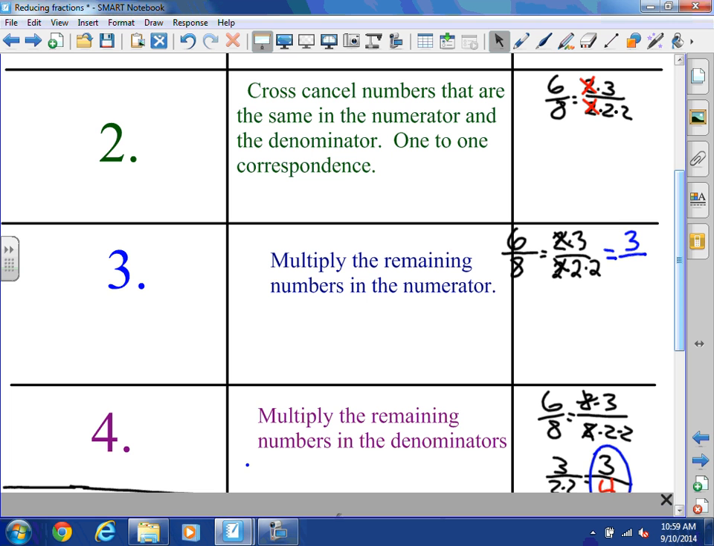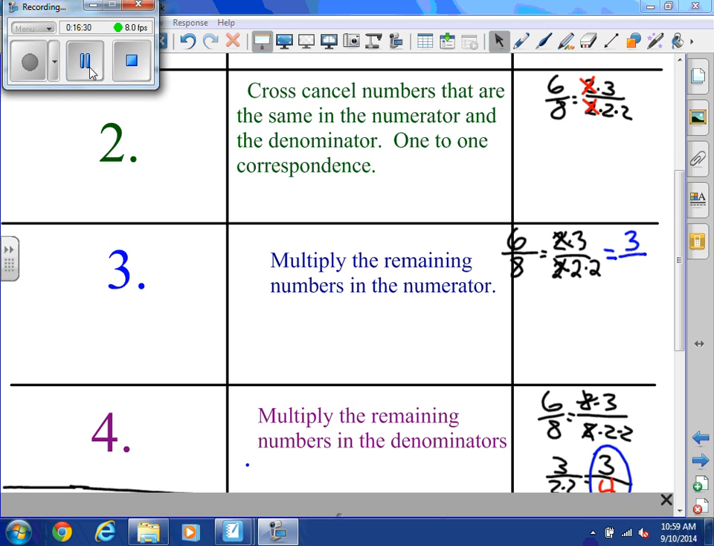I'm going to give people just a couple more seconds on number 2, because I'm sure people are still writing number 2. Now I'm going to pause the recording.